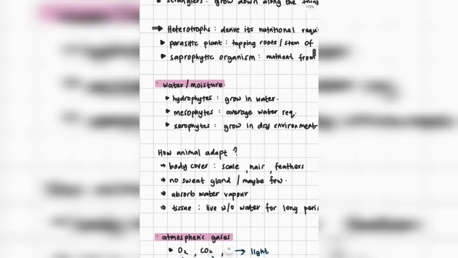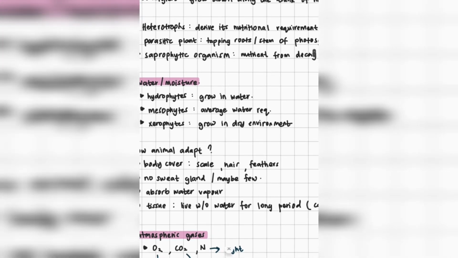There are three types of plants, which are hydrophytes, which grow in water; mesophytes, which need an average water requirement; and xerophytes, which grow in dry environments, and we all know a type of xerophyte is the cactus.